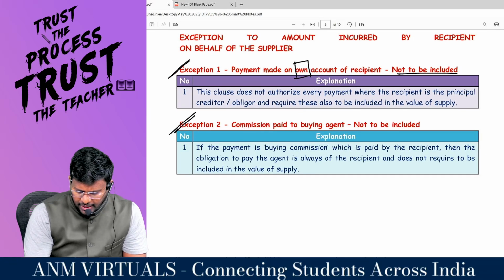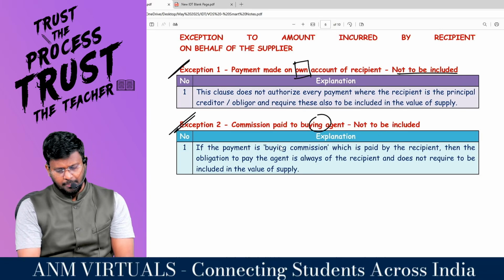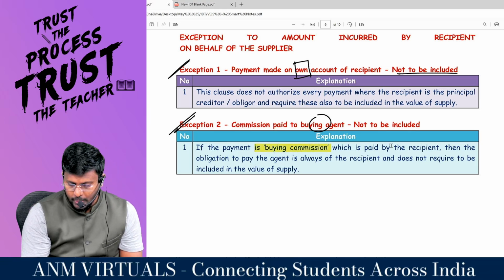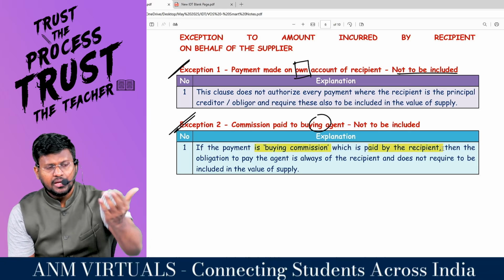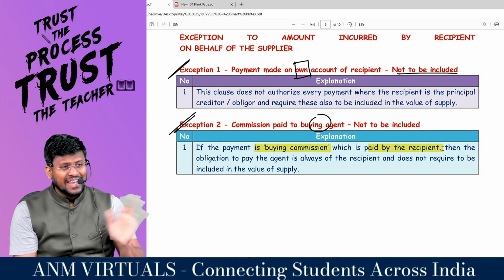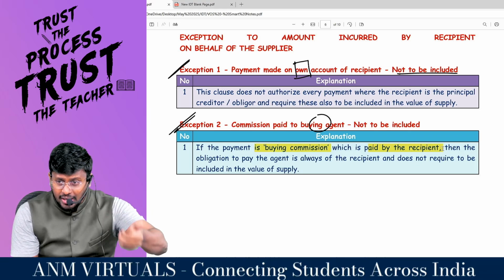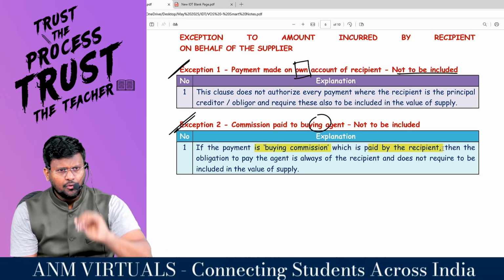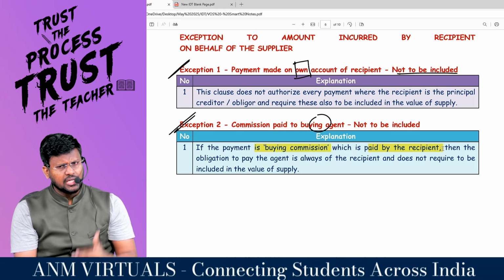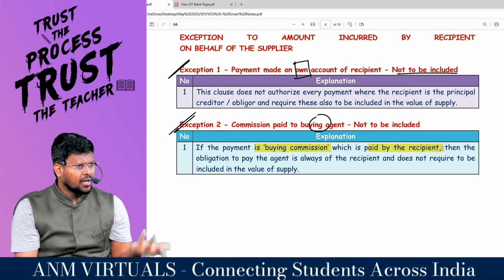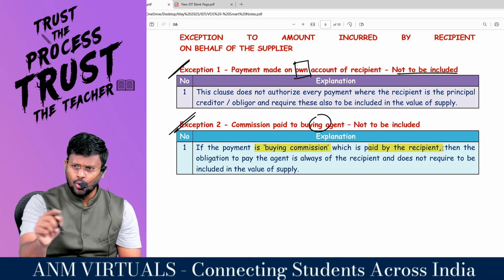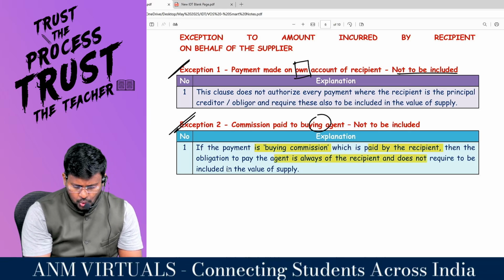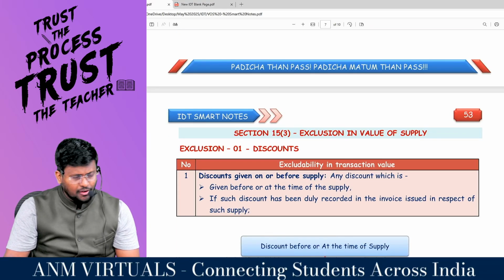And commission paid to what agent? Buying agent. Sir, if the payment is commission, buying commission, which is paid by the recipient, it is your agent. It is not the selling agent. Selling agent is only the supplier's agent. Buying agent is the recipient's agent. For your agent, you are paying commission. You pay or you don't pay, that is your headache, because you only appointed the buying agent. Then, my dear lovable students, it will not be included in the value of supply.